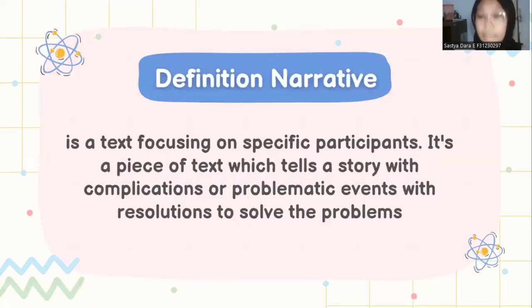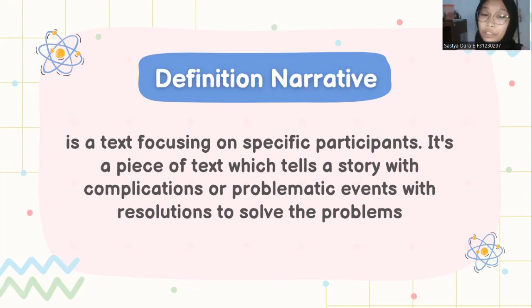So, what is narrative text? Narrative text is a text focusing on specific participants. It's a piece of text which tells a story with a complication or problematic event, with a resolution to solve the problem. Simply, a narrative text is telling the story. Okay, now you know the definition of narrative text.